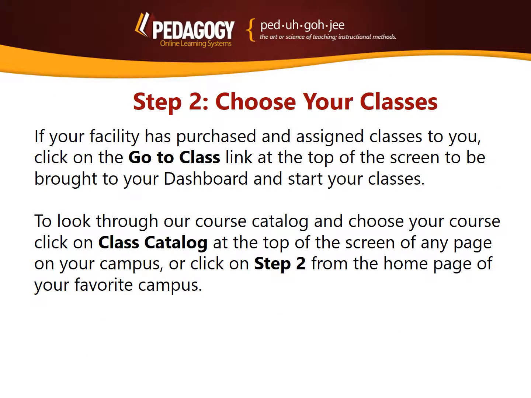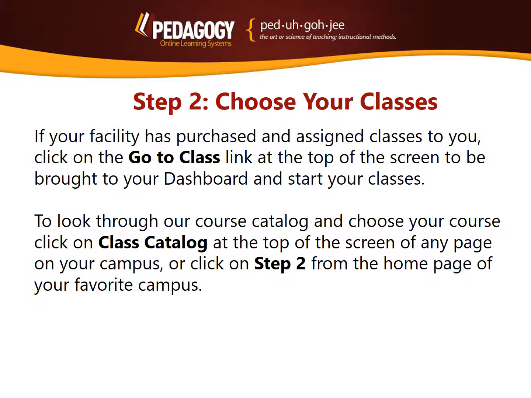Step 2, choose your classes. So if your facility purchased classes and assigned them to you, you don't have to do this step. They've already picked them for you, and you can click the Go to Class link that's at the top of the screen on any of the campuses, and you'll be brought to your dashboard and you can go ahead and start your classes.